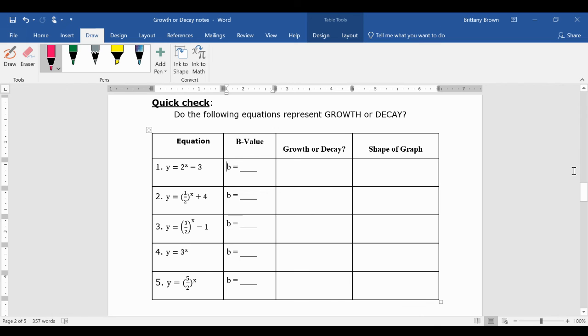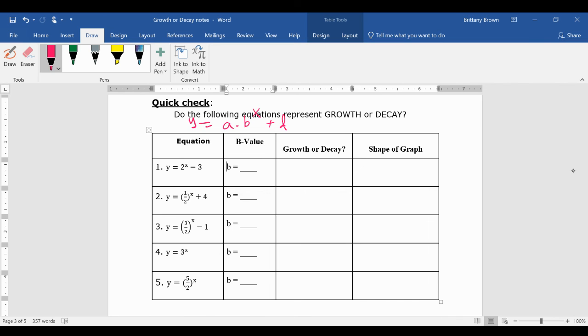So what I want you to do is look at the equation, figure out what the B value is in each scenario. Is that growth or decay? And then we're going to talk about what the shape of that graph would look like. We're not going to sketch it yet. We're just talking about the shape. All right, so for this one, remember your general equation would be A times B to the x exponent plus D. So we're looking for the thing with the exponent on it.